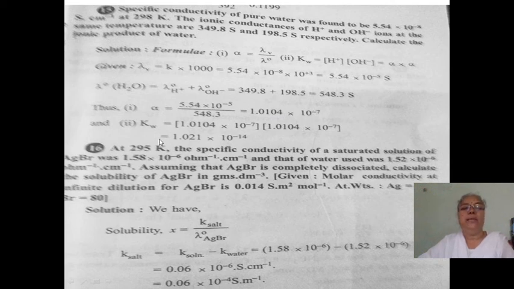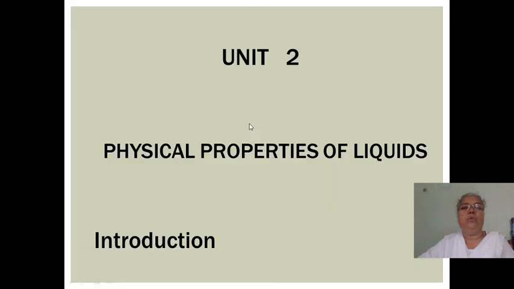Similarly, the same value we have in the case of OH minus ion. Therefore, substituting these two values, we get Kw, the product of these two values, which is equal to 1.021 into 10 raised to minus 14. This is the calculation of the ionic product of water.